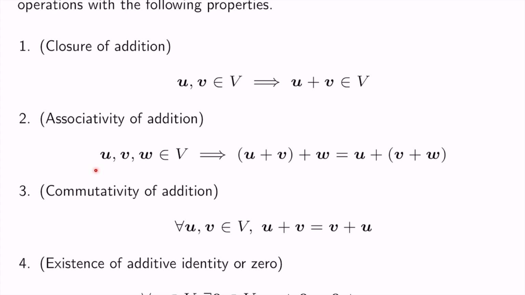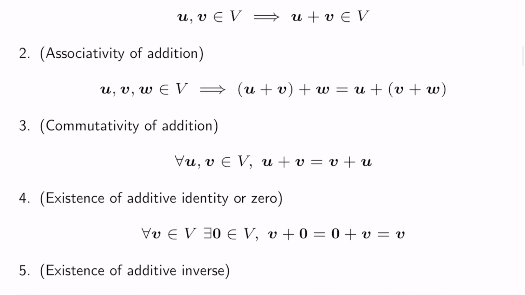Next, if u, v, and w are elements of V, then we have this associativity. So adding u and v first, then to that adding w, is equal to first adding v and w, then adding it to u. So they give the same results. And third, commutativity of addition. For any elements u and v, u plus v is equal to v plus u. So we can always swap the order of addition.